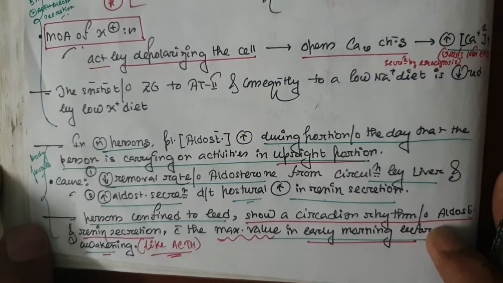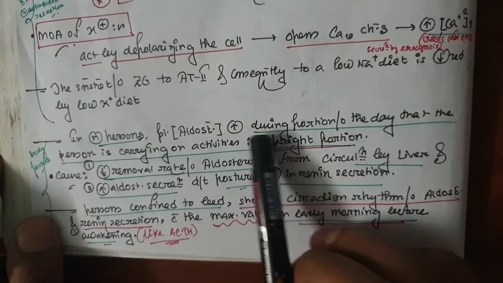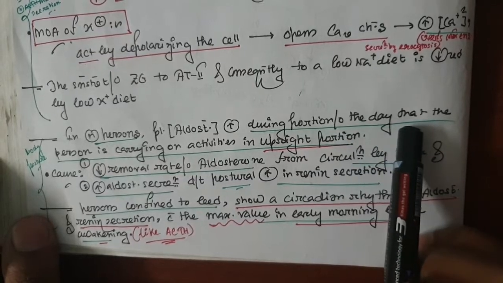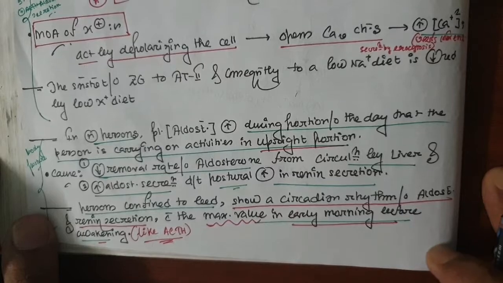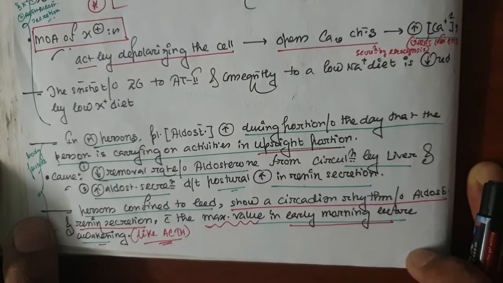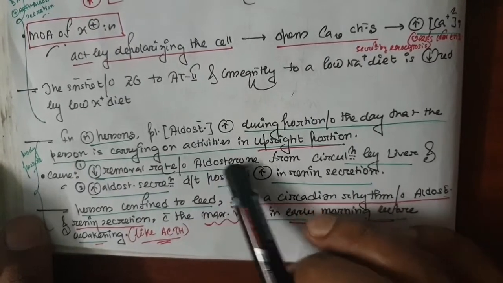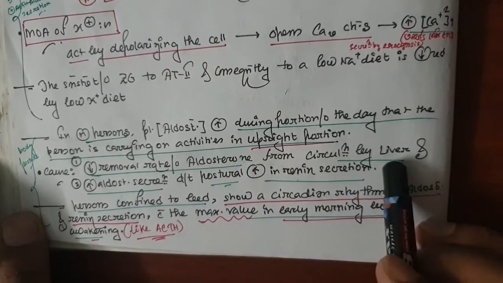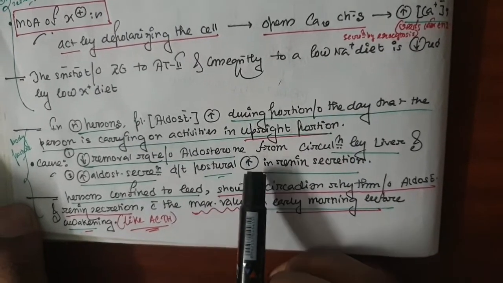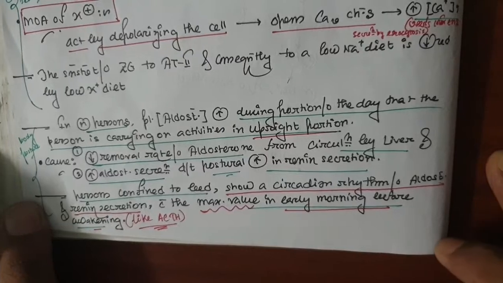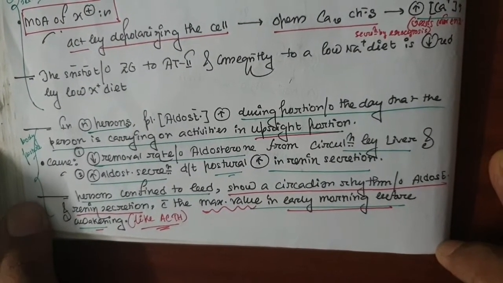Now, the effect of body posture. In normal persons, the plasma aldosterone concentration is increased during the portion of the day when the person is carrying out activities in the upright position, so mainly daytime. What is the cause? Number one, decreased removal rate of aldosterone from the circulation by the liver. And number two, increased aldosterone secretion due to a postural increase in renin secretion. So whenever we maintain an upright posture, there is increased renin secretion.